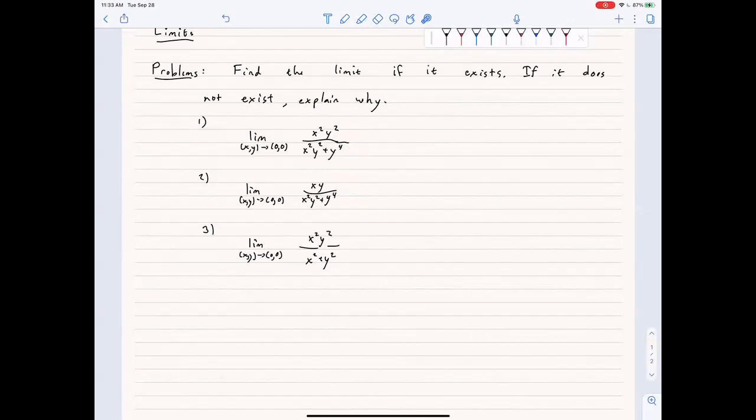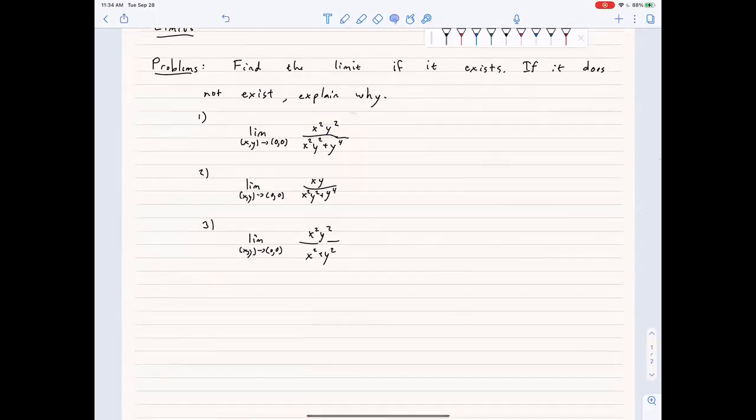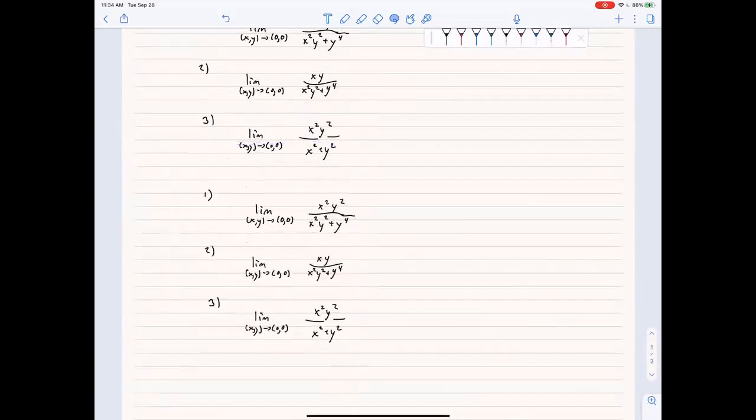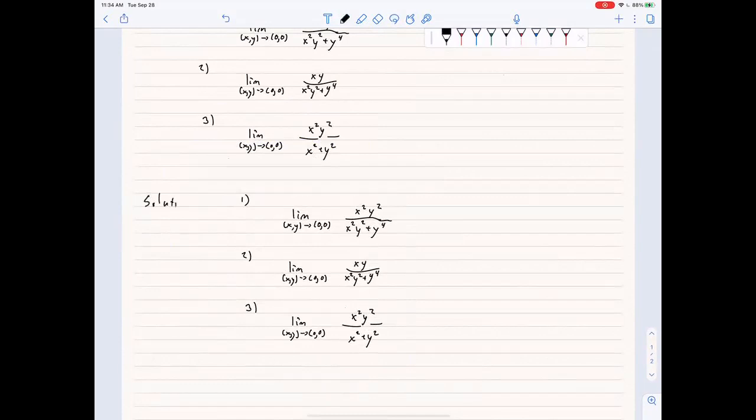Now, the thing to distinguish in these three cases is the order of the numerator versus the order of the denominator. The order of a monomial or polynomial is obtained by looking at the exponents of x and y and adding them up. So we'll go to the solution. We'll look at the order of the numerator over the order of the denominator. The order of the numerator here is 2 plus 2: take the exponent of x and the exponent of y and add them up. So 2 plus 2 equals 4. That's the numerator.